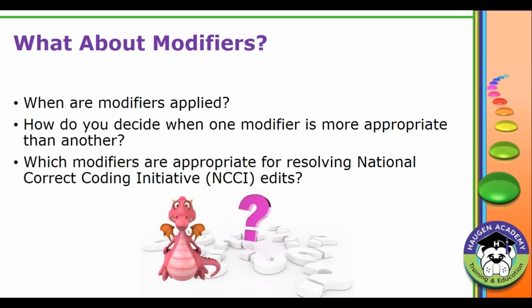How do you decide when one modifier is more appropriate than another? And more importantly, I think, which modifiers are appropriate for resolving NCCI edits? And I'm sure you're all thinking Modifier 59 right now. We're definitely going to talk about that as well as some of the others.